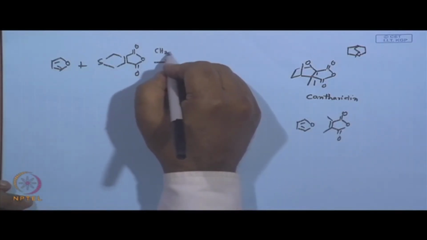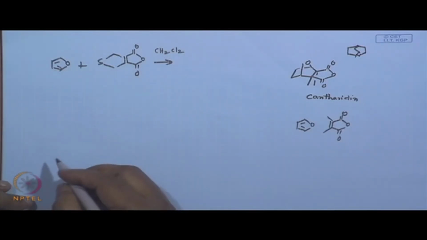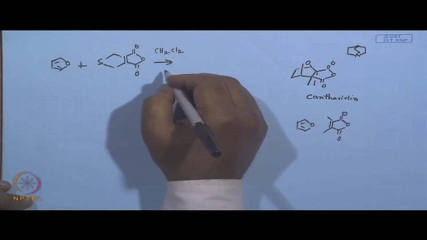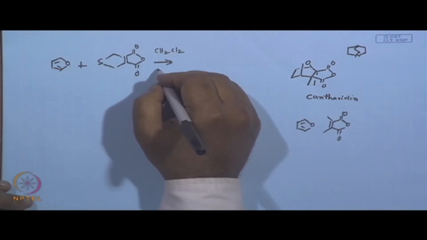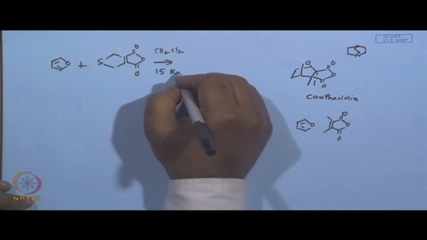You will see the solvent is methylene chloride, and the pressure is 15 kilobar. What does it mean? 15,000 bar.